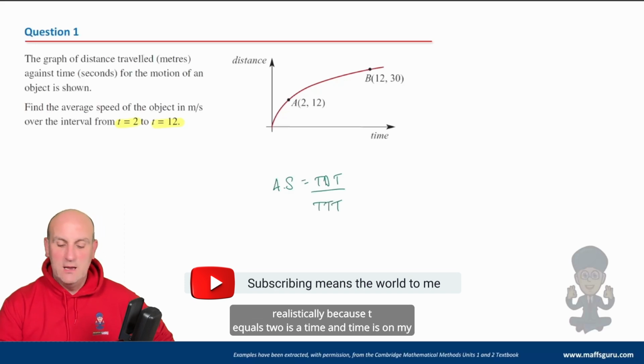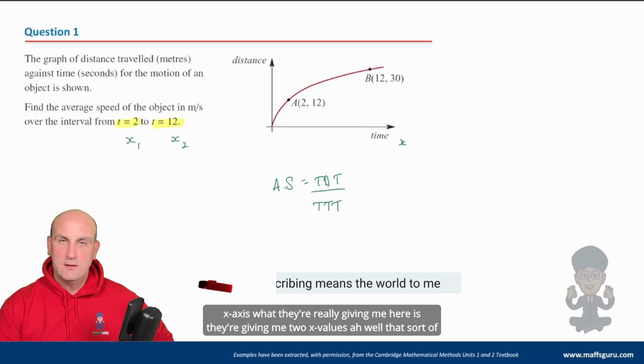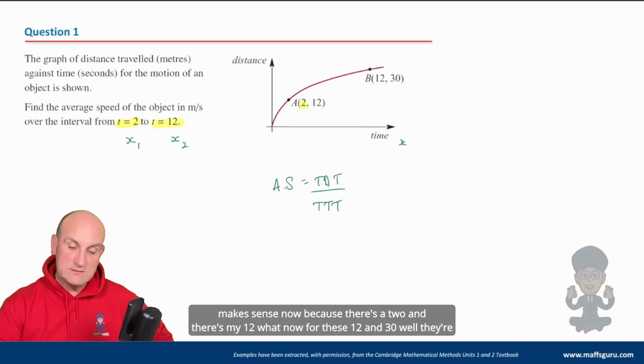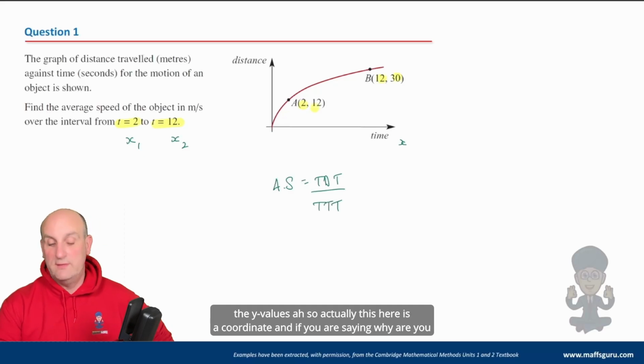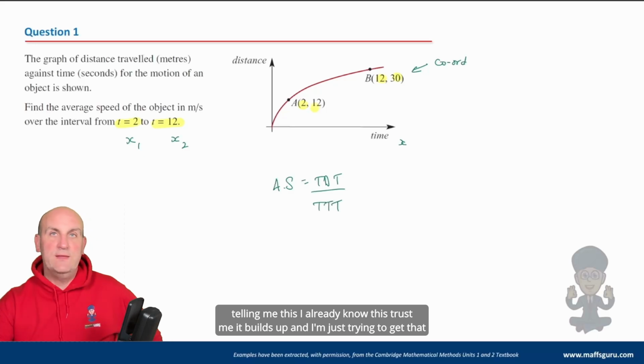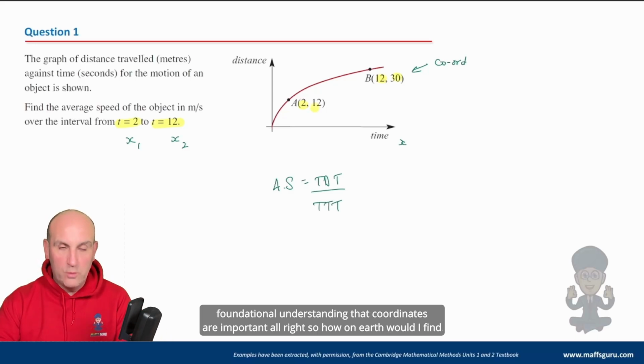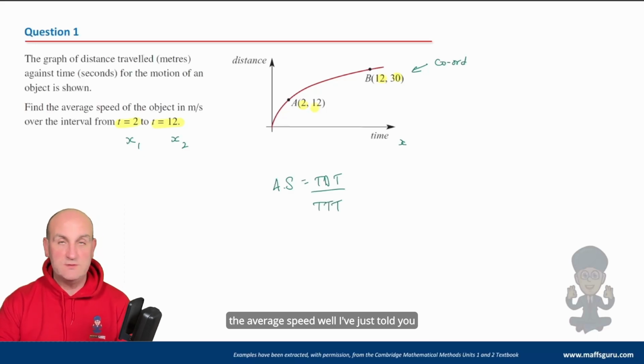Realistically, because t equals 2 is a time, and time is on my x-axis, what they're really giving me here is 2 x values. That makes sense now, because there's a 2 and there's my 12. What on earth are these 12 and 30? Well, they're the y values. So actually this here is a coordinate. And if you are saying, why are you telling me this, I already know this, trust me, it builds up. I'm just trying to get that foundational understanding that coordinates are important. So how on earth would I find the average speed? Well, I've just told you.